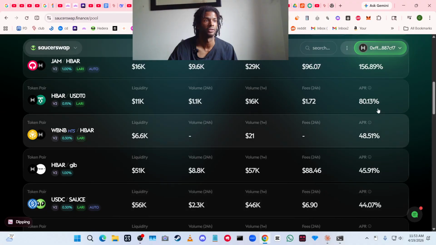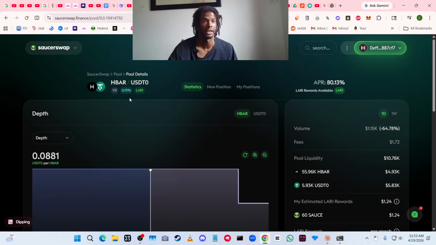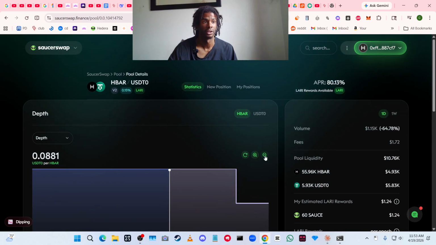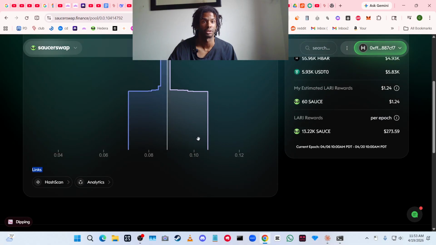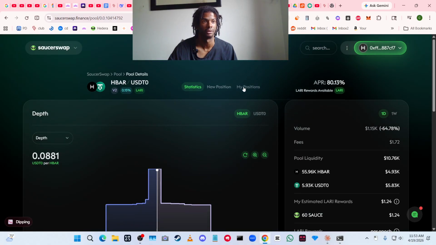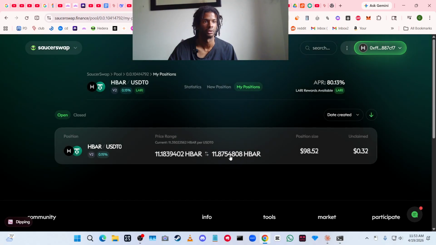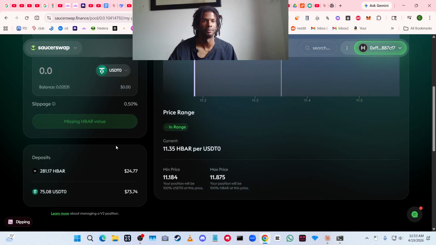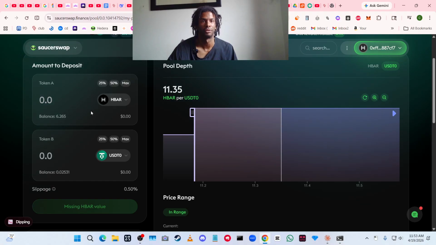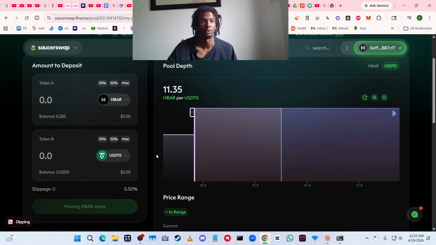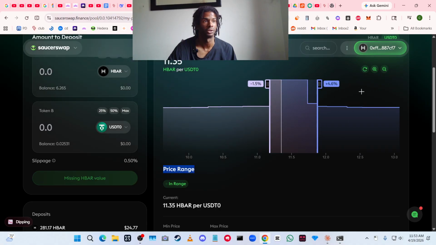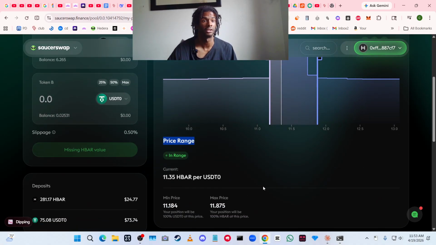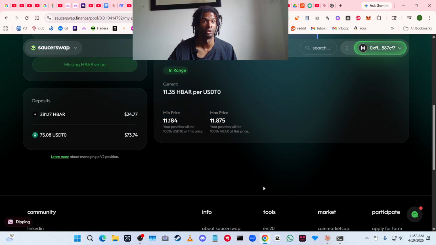The one that I have some in is this one, HBAR and USDTO. Basically you take your HBAR and split the value of it with the other token. You put 50% in HBAR and 50% in USDTO, and then it's going to give you that 80%.